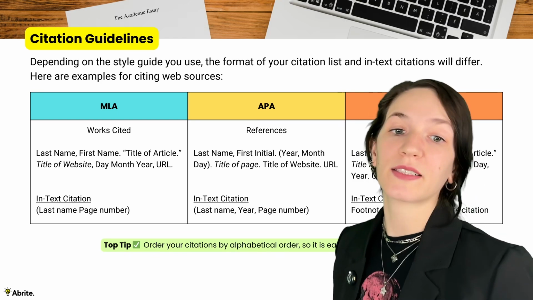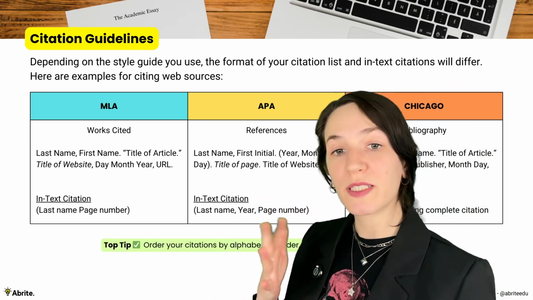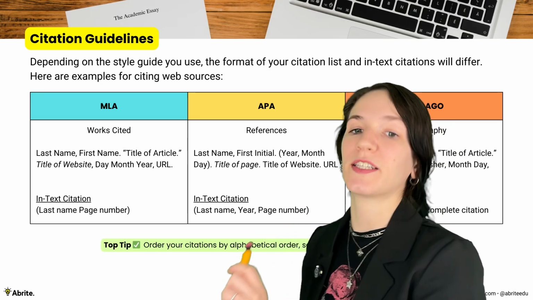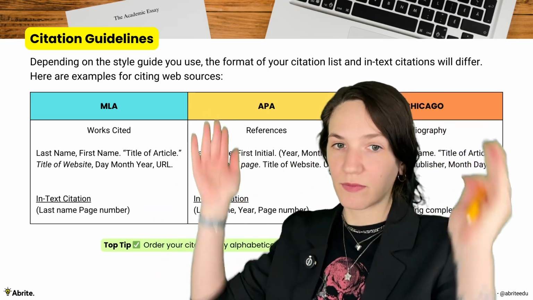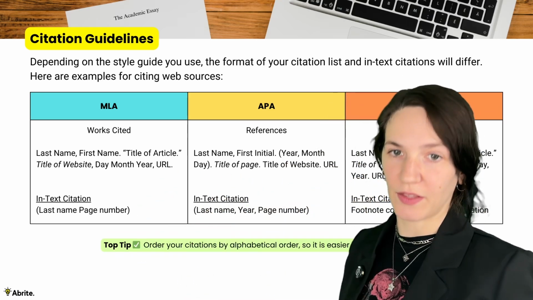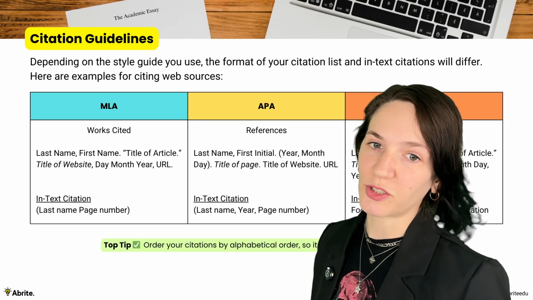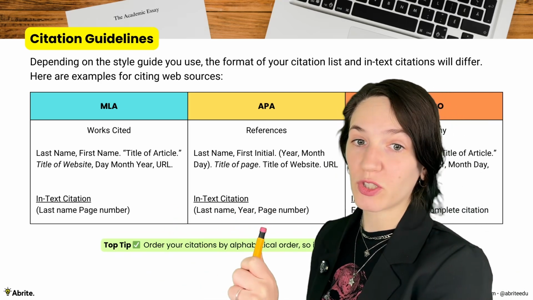For APA, the citation list at the end of your essay would be called references. It would follow a similar format for a website citation: last name, first initial, year, month, day, in brackets, title of page italicized, title of website, and then the URL. The in-text citation would include last name, year, and page number. Once again, if there's no page number, leave it out.